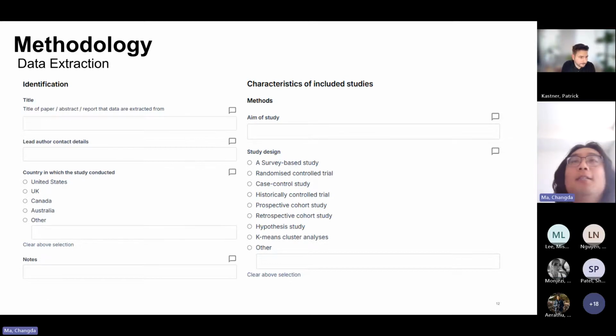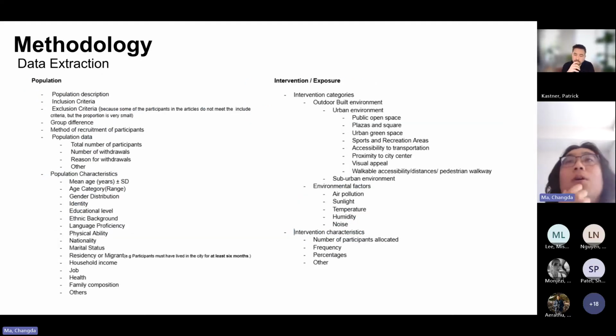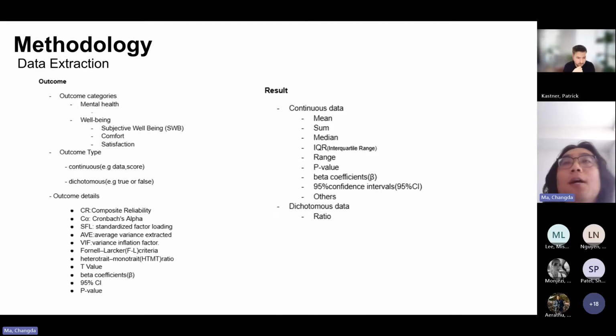And this is our data extraction template, a draft template. At first we mainly focus on identification, like title, author, country. The second part is the characteristics of included studies, where methods and study design will be shown. We will also extract population data in detail, and the intervention exposure part in detail. And the last part is the outcome and the results, which we extract in detail.